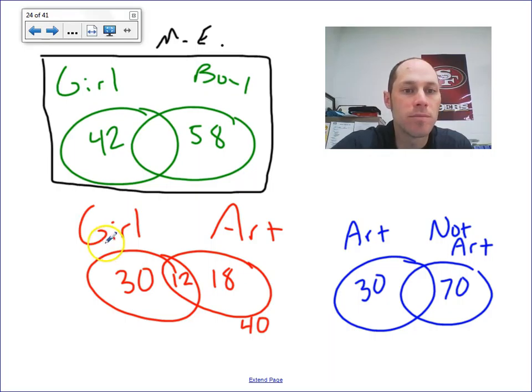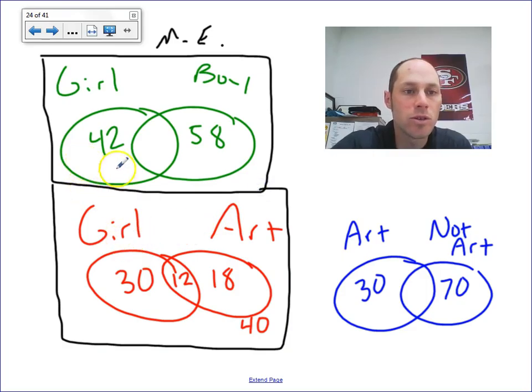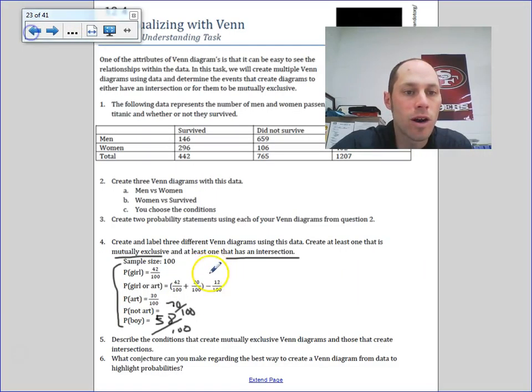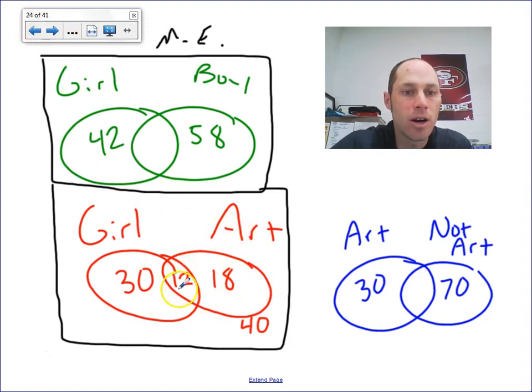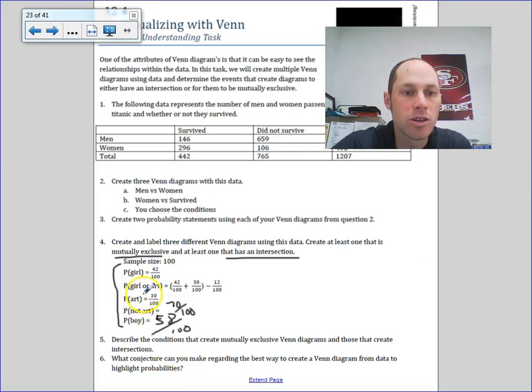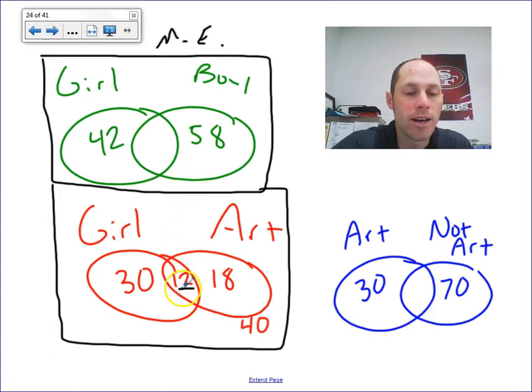Next we have girl versus art. As we take a look at that, well, there were 42 girls, so we have that total together in the girl circle. When we looked at the total for art, there were 30 in art, so I have that total here. But how did I know how many were overlapping? Here's where I have this girl or art. That's where I use the addition rule. So girl was 42, plus art, which was 30, and then we subtract where they overlap because we don't want to count those twice. So there were 12 that overlap, which meant there's 12 that are girl and art.